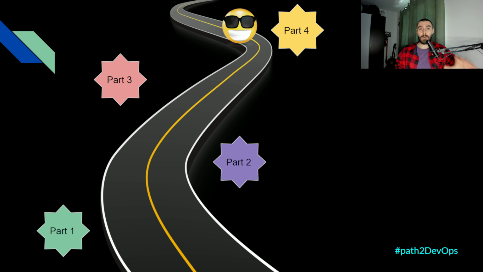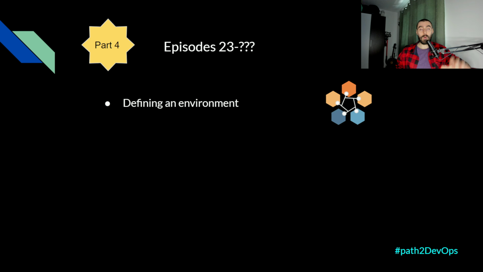So on the next part, in part 4, which is about to come up, and that's going to be episodes 23 to I don't know how much, we're going to talk about defining what an environment is first. Because right now we're using multiple components. We have a MySQL database, we have an AKS cluster, we have an IP address somewhere on the internet, we have DNS zones which host our domain names.